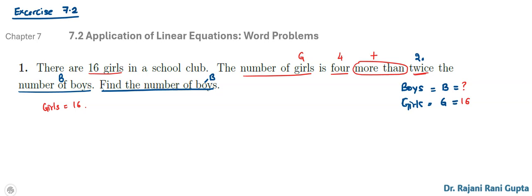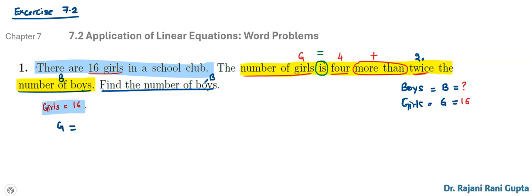So the first expression, what did it give you? There are 16 girls in a school club, so girls are 16. Now let's use the second one. The number of girls is 4 more than twice the number of boys. Let's write it properly. We missed the word "is". Is means equal. So the number of girls, G, is 4 more than, so plus 4, twice the number of boys. So 2B plus 4. This is an equation now.